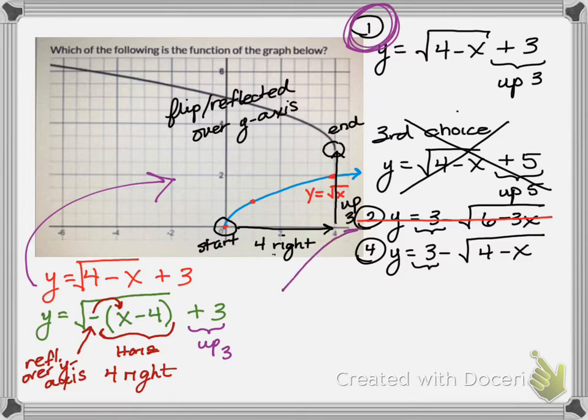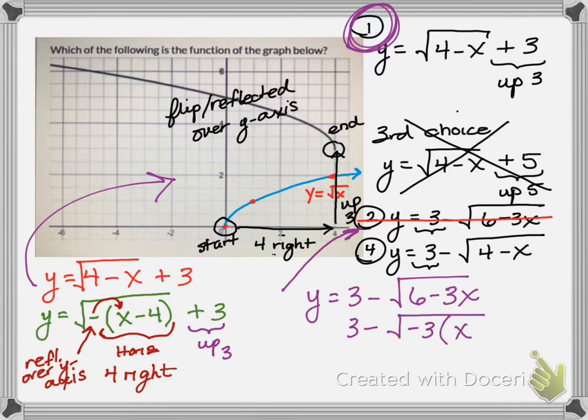to number 2, just to show you algebraically, we have y equals 3 minus square root of 6 minus 3x. We don't have an x value that has a coefficient of 1, so let's rewrite it. 3 minus square root, let's factor out a negative 3. So that's going to give me an x minus 2. And so what's happening here? All right, well, let's analyze this. This 3 right here, just the 3, not the negative, says I'm going up 3.